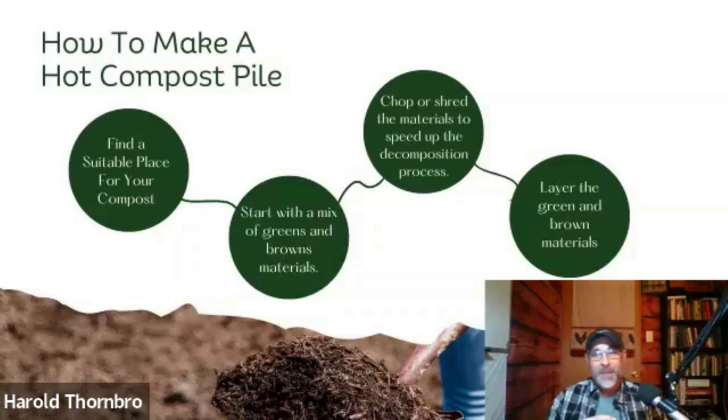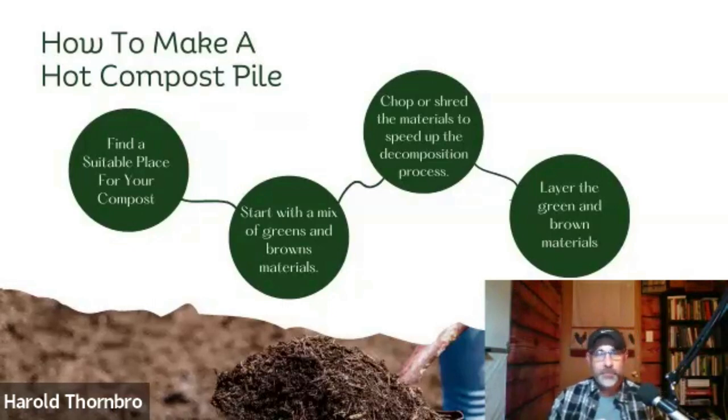You can find lists of different things if you're looking for what is a brown, what is a green, but I try to just think of it in terms of nitrogen, because alive things and food scraps tend to have a lot of nitrogen. Manure has a lot of nitrogen. With your dead stuff, nitrogen is the first thing to kind of leave a plant, so you can kind of go by that.